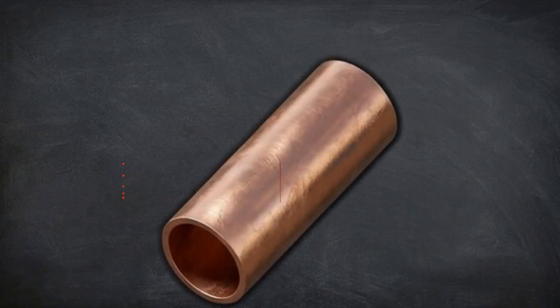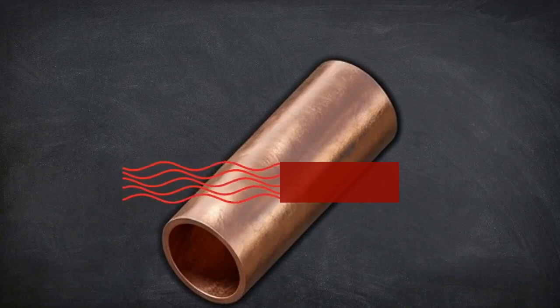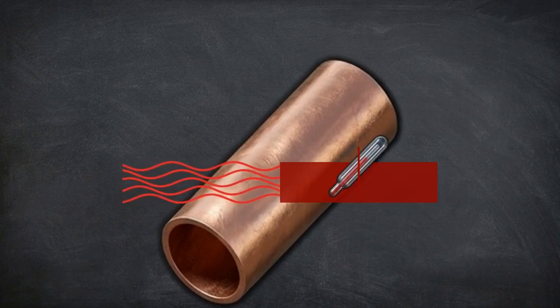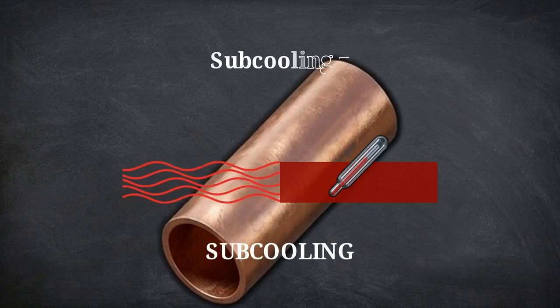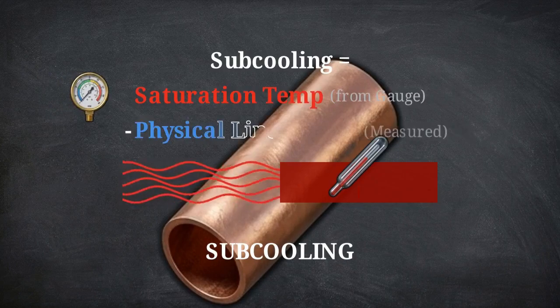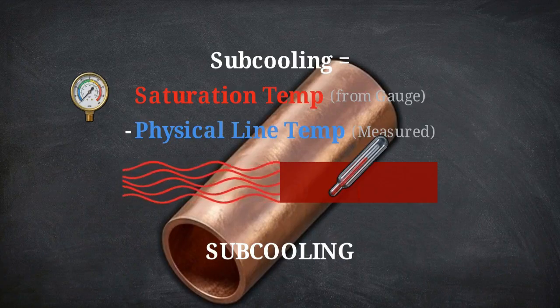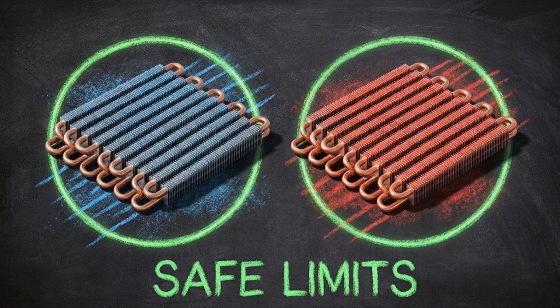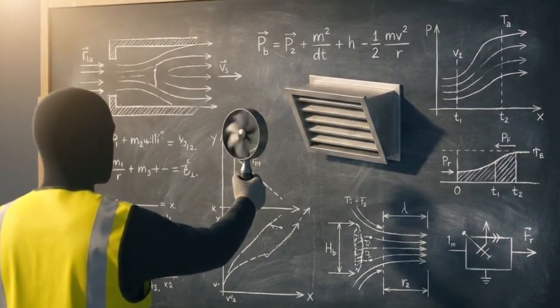On the high side, we measure subcooling. This is the amount of heat rejected from the refrigerant after it has completely condensed into a liquid. The physical temperature drops below the saturation point. To calculate this, take the saturation temperature from your high-side pressure gauge and subtract the physical temperature of the liquid line. The target subcooling is typically 10 to 15 degrees. This ensures a solid column of pure liquid reaches the expansion valve. Calculating these two temperature deviations allows us to quantify coil efficiency and verify the system is operating within safe mechanical limits. Field diagnostics require a specific order of operations.